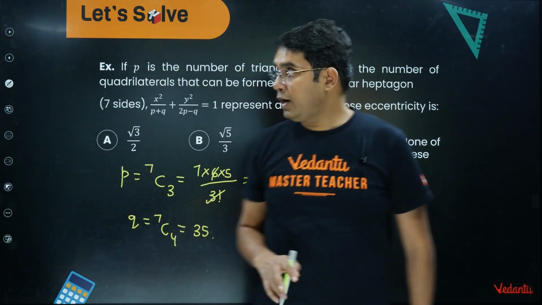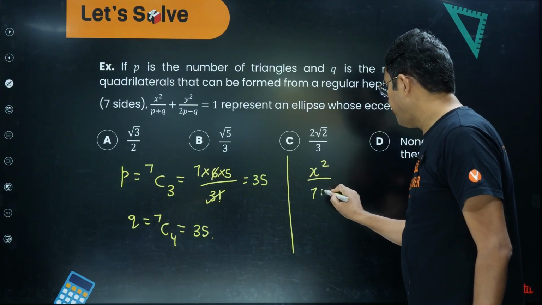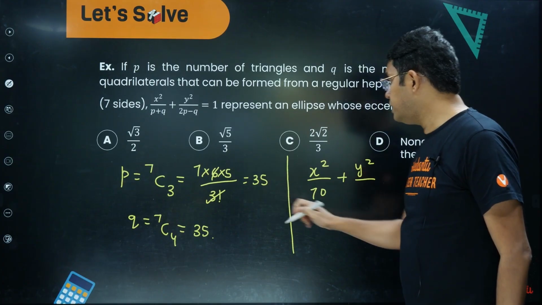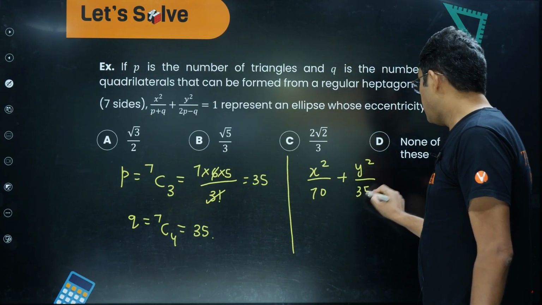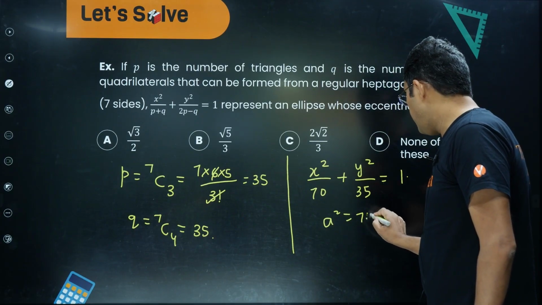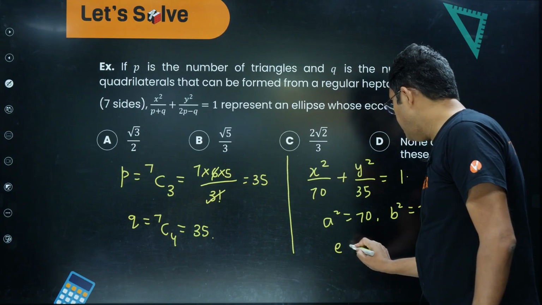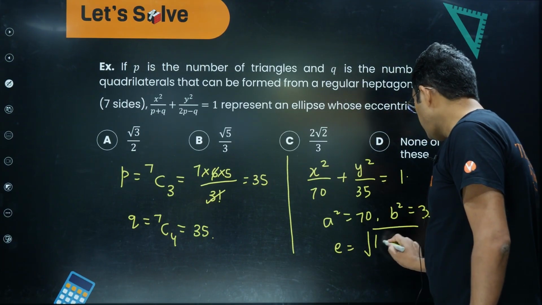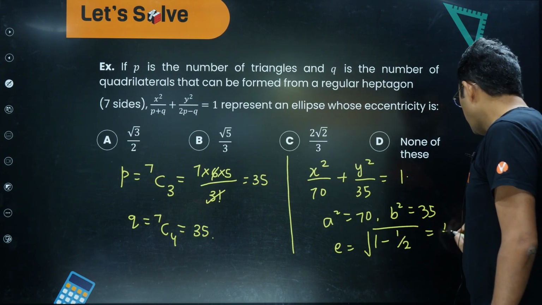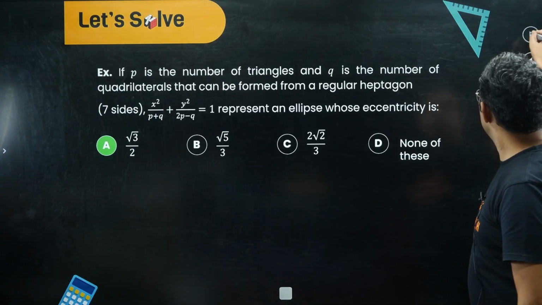Okay, now if I look at this equation, we will be getting x square upon 70 plus y square upon 2p minus q, that is 35, equal to 1. Now a square is equal to 70 and b square is equal to 35. So the eccentricity here would be under root of 1 minus b square upon a square. So this will be 1 upon root 2. So answer of this question is D, none of these.